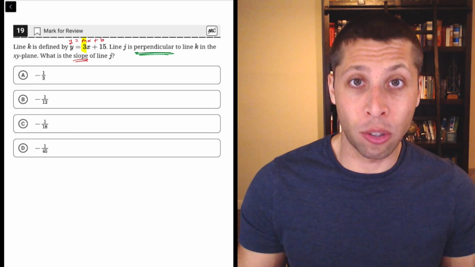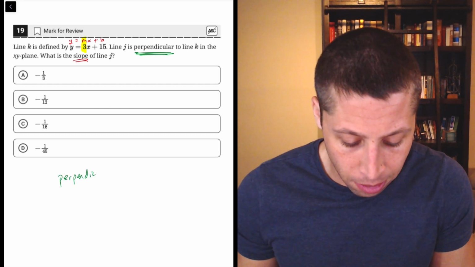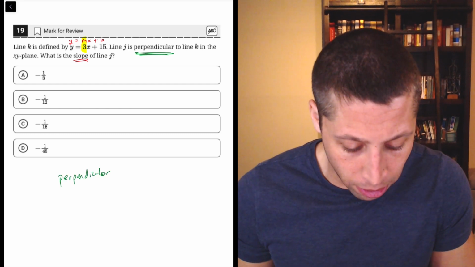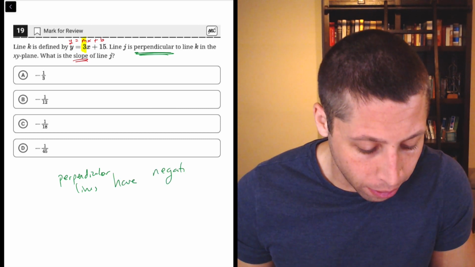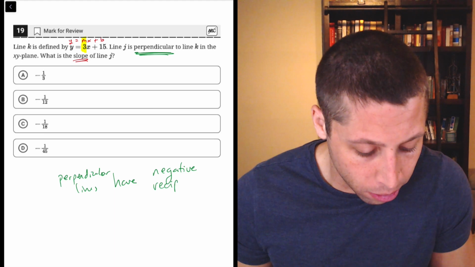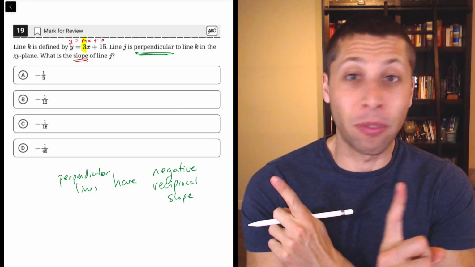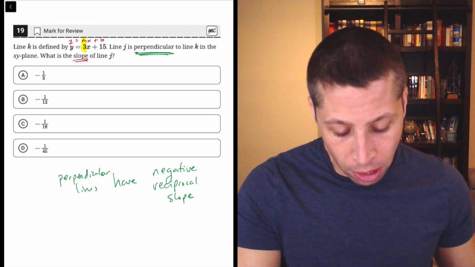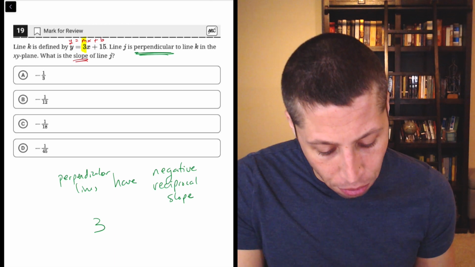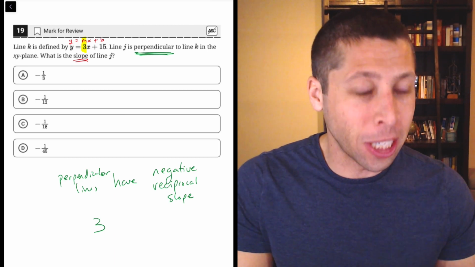And basically the way that this works is it's just a memorization thing. So perpendicular lines, oh boy, have negative reciprocal slopes. So let me tell you what that means. A negative means just we flip the sign of something, and a reciprocal just means we flip a fraction upside down. So if we have a slope of 3, well, it definitely means that the other slope, the perpendicular slope, is going to be negative.